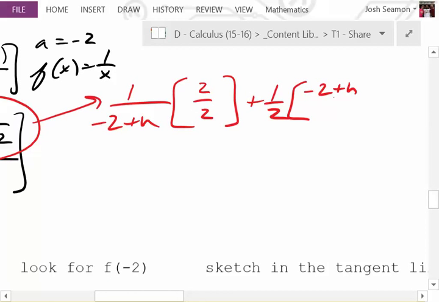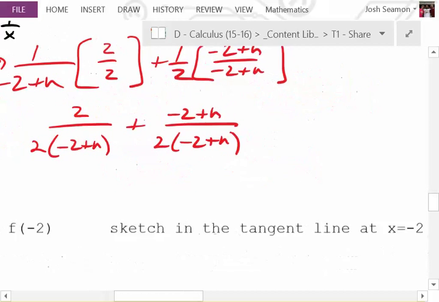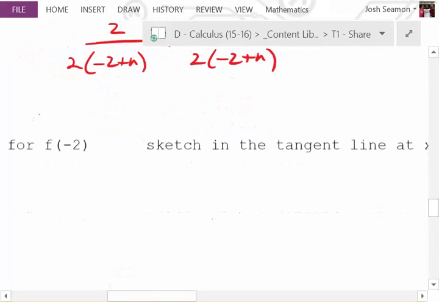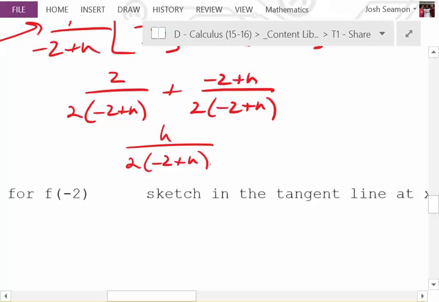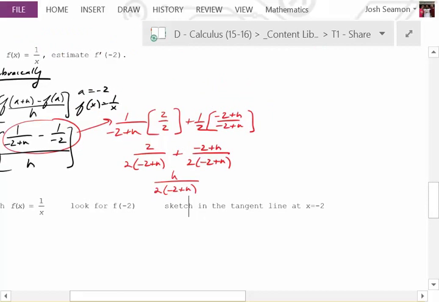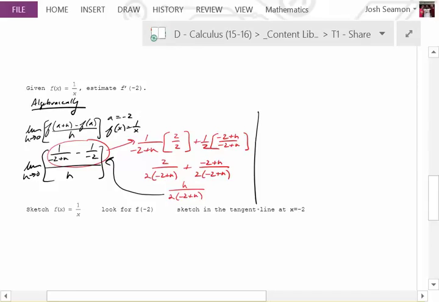Negative 2 plus h over negative 2 plus h. So what do you end up with? 2 over 2 times negative 2 plus h plus negative 2 plus h all over 2 times negative 2 plus h. Do we have a common denominator now? We do. So what does the numerator become when we add? H over 2 times negative 2 plus h. Is that correct? Yep. So that is our new numerator. So where can we plug that in? Right there.